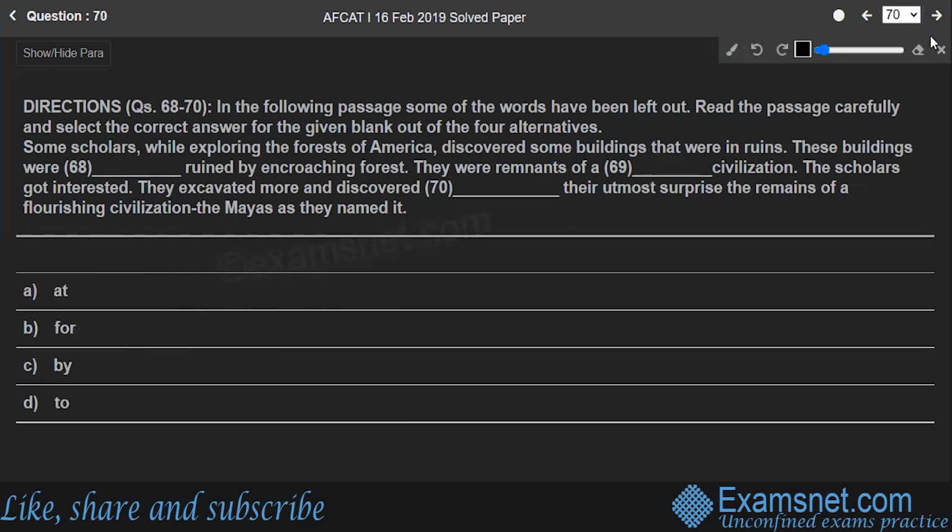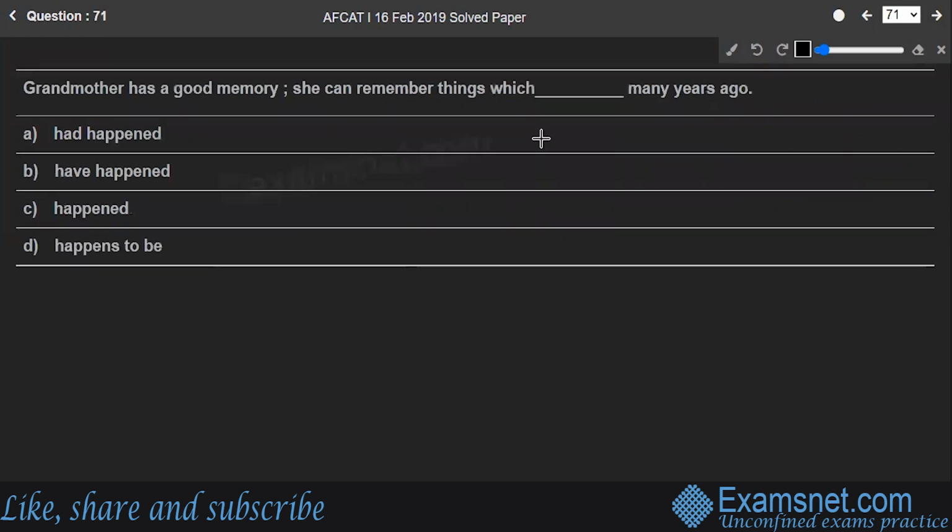Next question number 70. So it says the scholars got interested. They excavated more and discovered dash to their utmost surprise the remains of flourishing civilization, the Mayas, as they named it. So the scholars got interested. They excavated more and discovered to their utmost surprise, at their utmost, for their utmost, by their utmost. No, the most appropriate preposition to fill over here is to. So option D is the correct answer. Let's move to next question number 71.